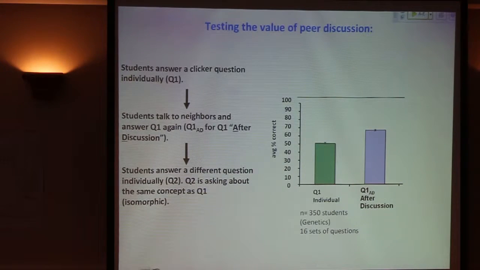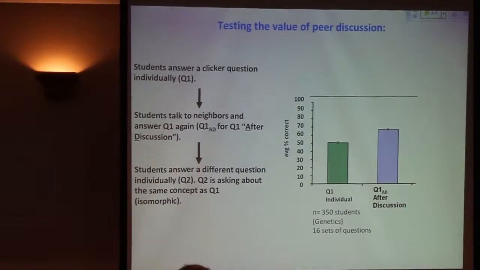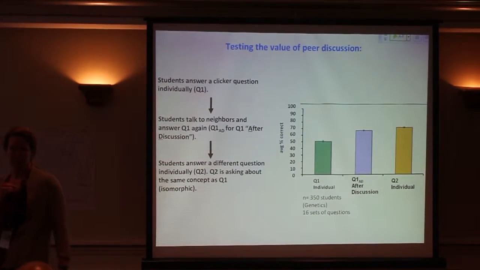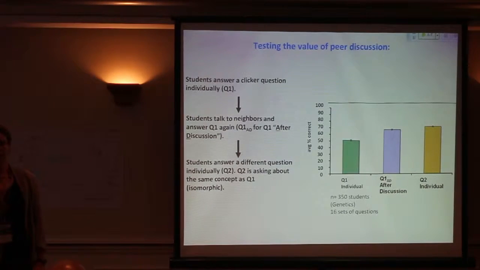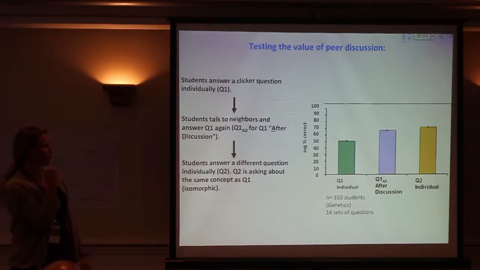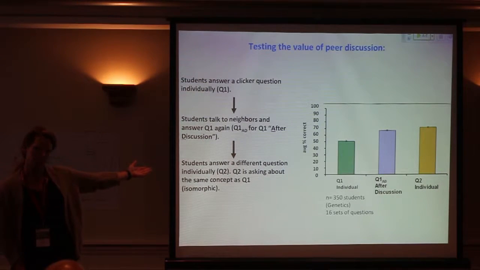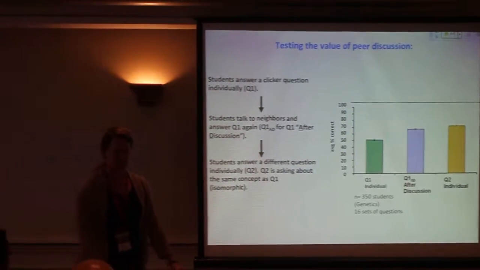Then they were given what we call an isomorphic question. That means it's testing the same content, but it's not the same question. Students actually learned and taught each other through peer discussion. So this is one thing that they asked themselves, is it just for easy questions, or is it for more difficult questions like we just worked with?